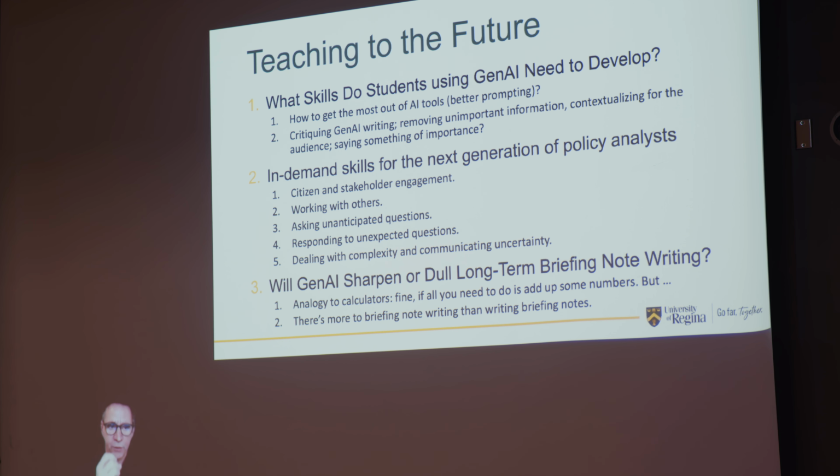And secondly, to focus on critiquing Gen AI writing, to remove unimportant information, to contextualize it in the setting that we're talking about, and ultimately to say something that's important, not simply say generically, well, there's 3 options and we might do a bit of this and a bit of that. No, say something of consequence that helps a decision maker if they're truly interested in solving that public policy problem.